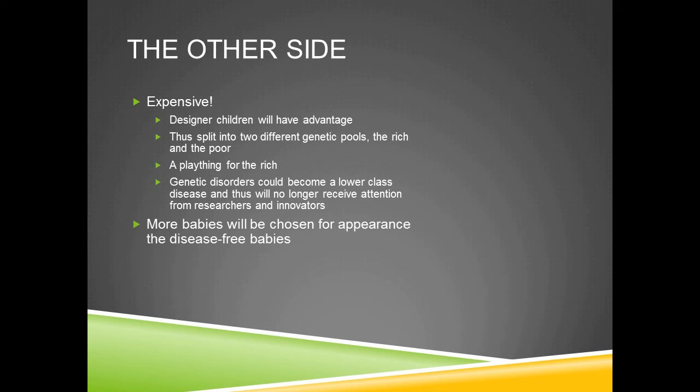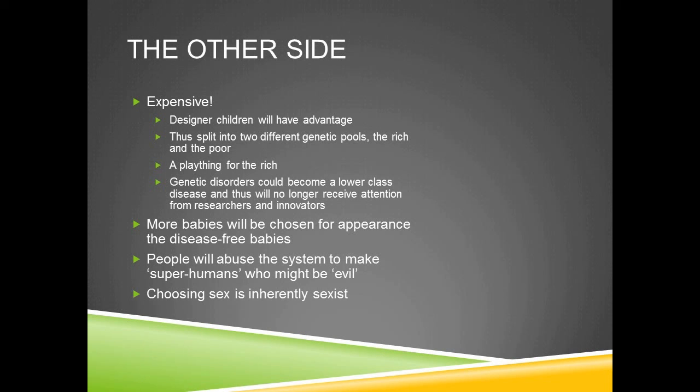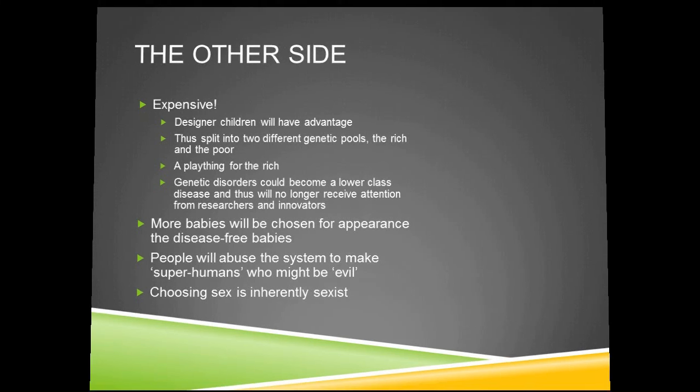Those against GM humans express concern that more babies will be chosen for their appearance than for being disease-free, essentially a corruption of this technology. More extreme opponents threaten that people will abuse the system and the technology to create superhumans who have a genetic tendency towards evil, or that some maniac will genetically engineer an army of people who can't feel pain. The last main argument of the opponents is that choosing sex, or any trait really, is inherently sexist or discriminatory. Many people feel our society needs to be 100% politically correct, and so these isms are horrid, antiquated beliefs that should be permanently squelched out.